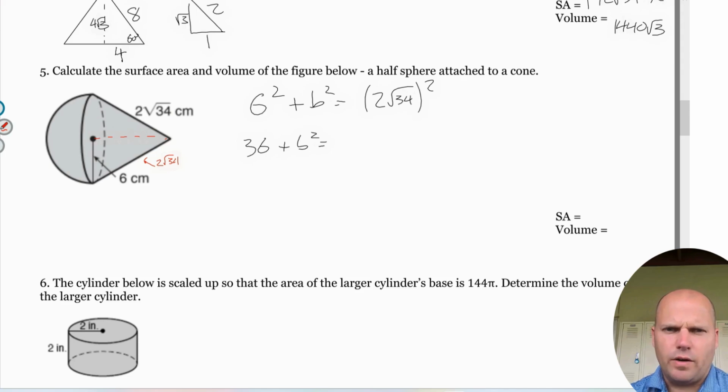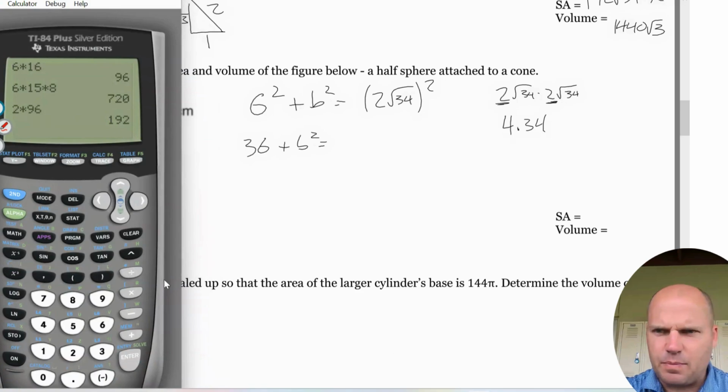2 root 34 squared. Well, it's like 2 root 34 times 2 root 34. You can multiply the 2's together. You can multiply the root 34's together. You'll find that root 34 times root 34 is just 34. This is 4 times 34. I wonder if this ends up being nice.